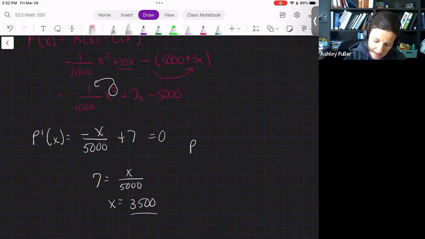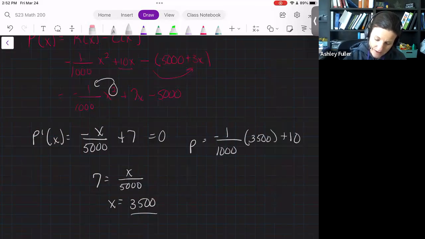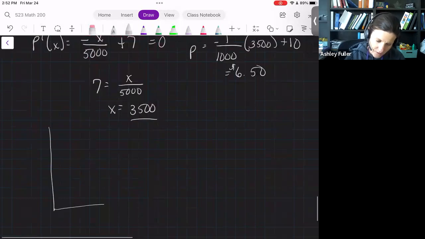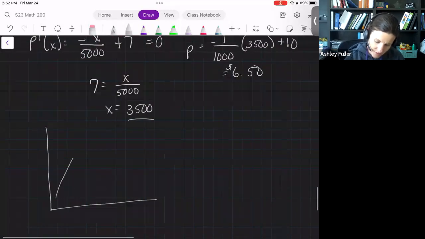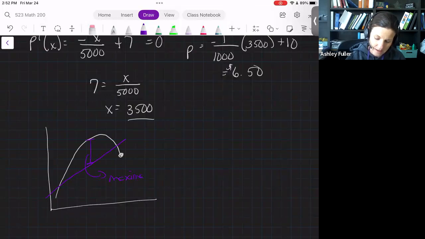I can then take that and plug it into my price function or my demand function. And when I sell 3,500 calculators, that is indicative of a price of $6.50. And if I were to graph these two functions, you're going to see that your revenue function was a curve and your cost function was linear. And where their difference is the greatest is going to maximize your profit.